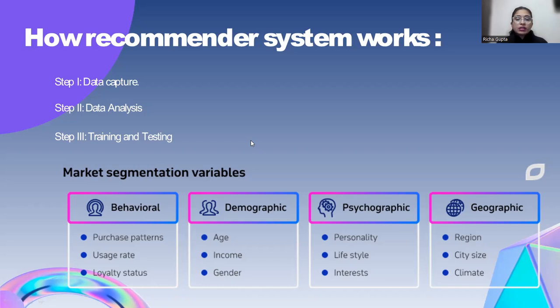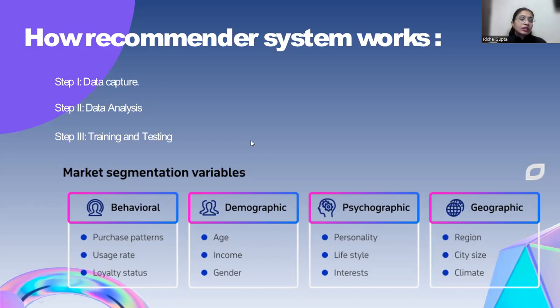If we see the example for user A, there are three steps: data capture, data analysis, and training and testing. Whenever a user is visiting, you are capturing the data for how long the user is browsing any category, or how long he or she is looking at that particular web page. If the user is looking for some particular item or related items, these are the parameters they are catching. Now they will analyze it.